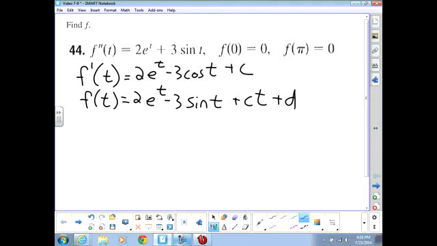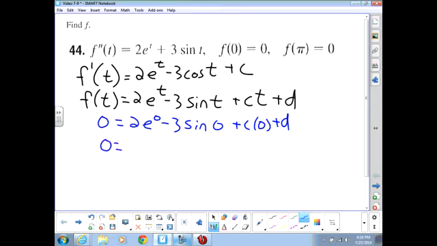Now, it's probably going to be easiest to plug in the 0, 0 first. So we'll put 0 in for y. We'll have 2 times e to the 0 minus 3 sine of 0 plus c times 0 plus d. Well, we'll get 0 equals e to the 0 is 1. 1 times 2 is 2. Sine of 0, 0. Negative 3 times 0, 0. C times 0 is 0. And then we'll have the plus d. So negative 2 will be our value for d.